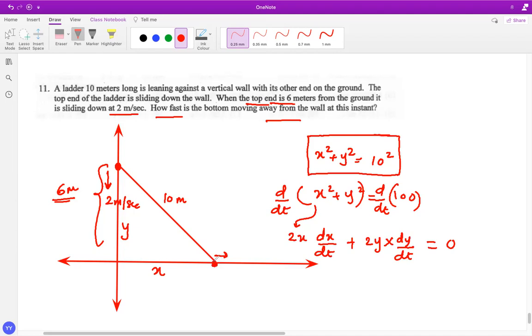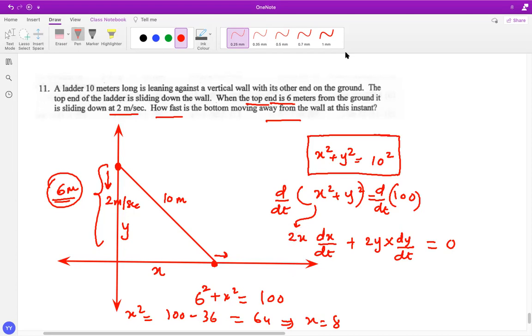So what are the values given to us? At the instant when it is 6 meters from the ground, what is the x value? So 6 squared plus x squared equals 100. The x squared is 100 minus 36, which is 64, which gives me x as 8. So at that instant, my x value is 8.